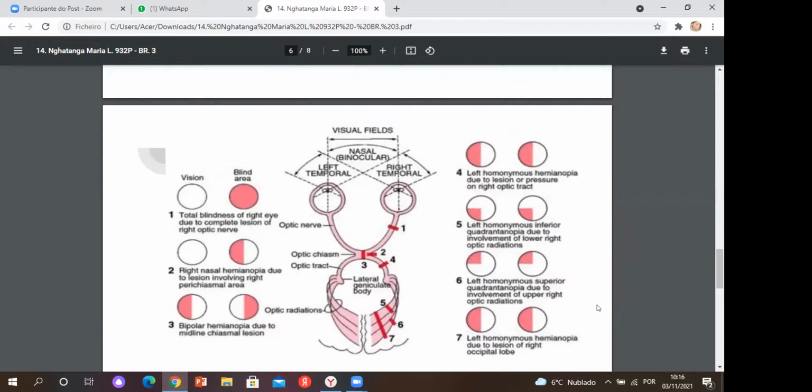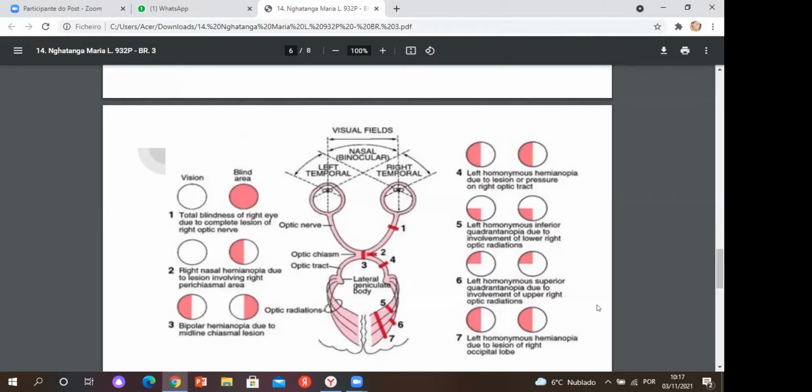Homonymous lesion. Hemianopia. The patient cannot see half of the area of vision.